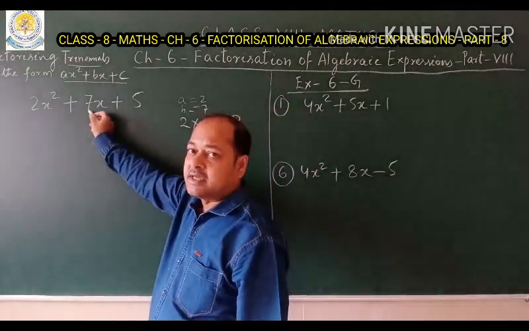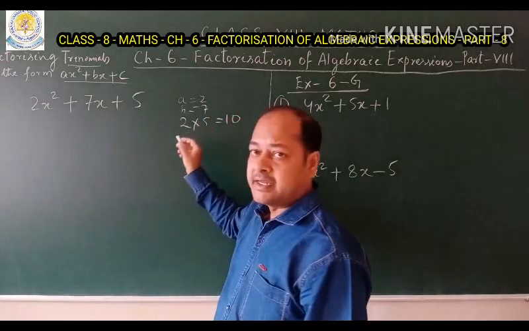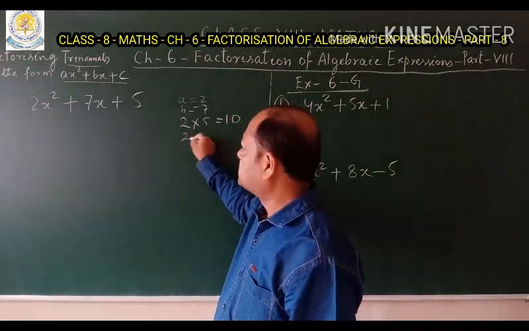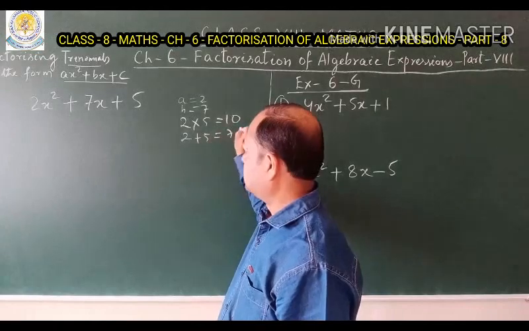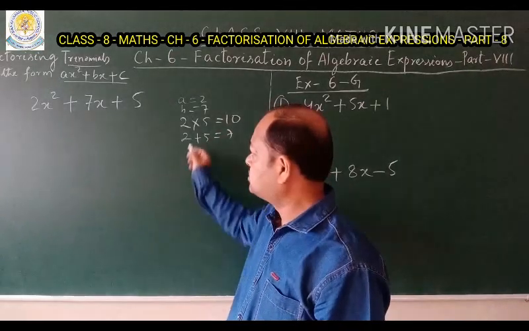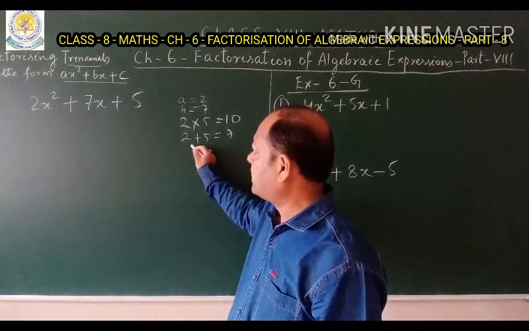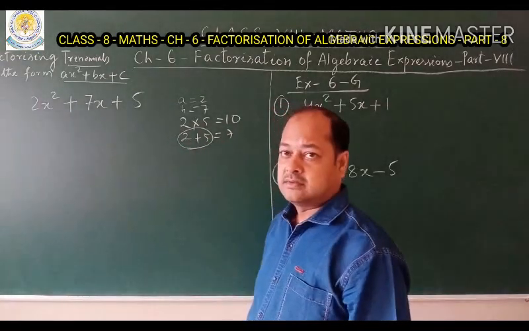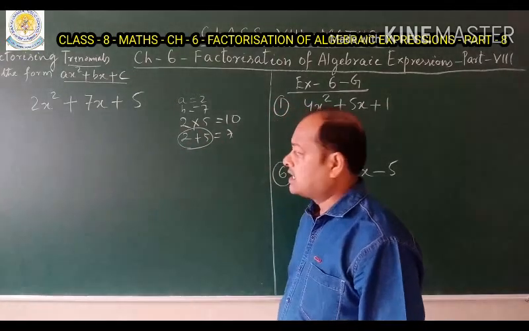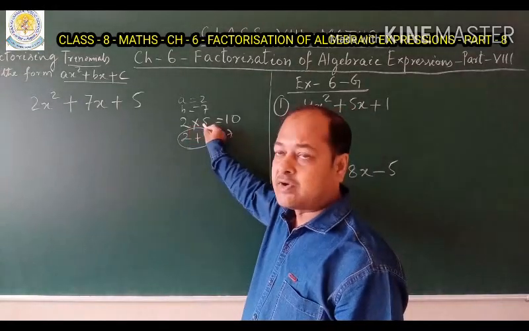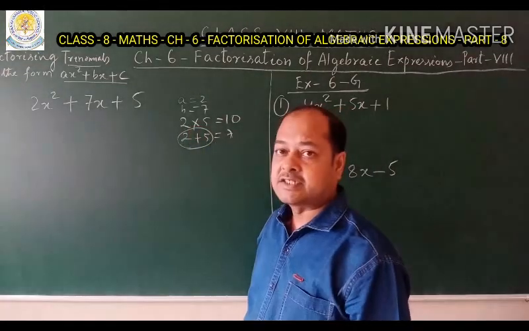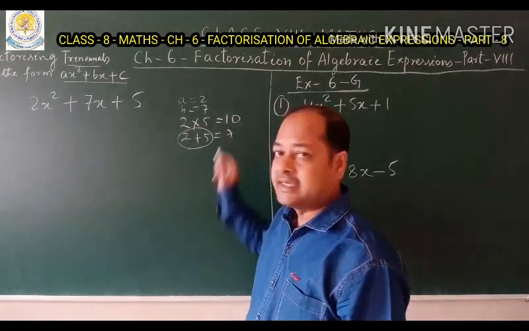And what is the sum here? You have to find two numbers whose sum will be 7. So those numbers are 2 and 5. Definitely those numbers are 2 and 5. If you add 2 and 5, the sum will be 7, and if you multiply 2 into 5, the product will be 10.